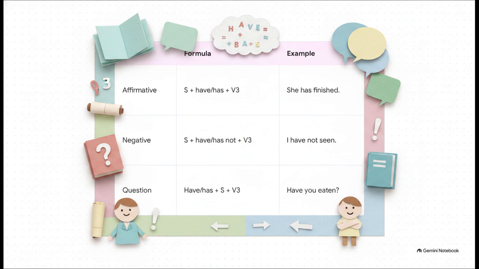For affirmative sentences, it's super simple. Subject plus have or has plus V3, like she has finished. To make it negative, you just drop a not right in the middle there, so it becomes I have not seen. And for interrogative, question sentences, you simply flip the auxiliary verb and the subject. Have you eaten? And just a quick reminder, we use has for third-person singular subjects, he, she, or it, and have for literally everything else.